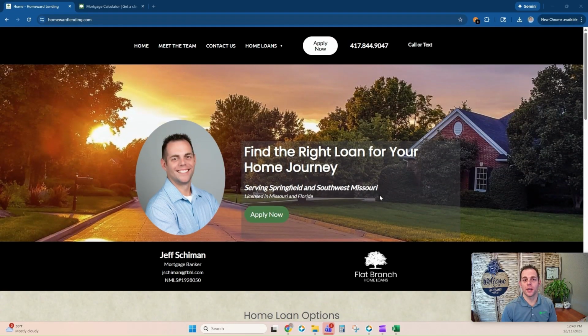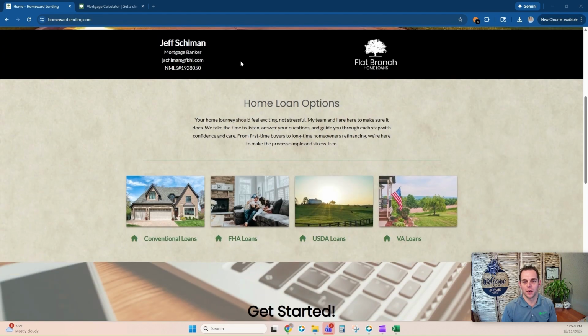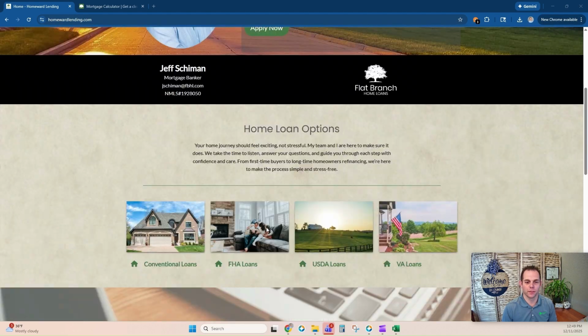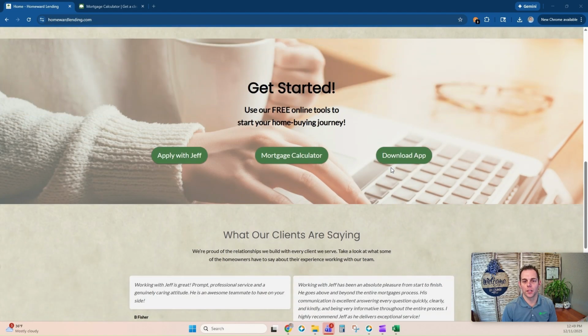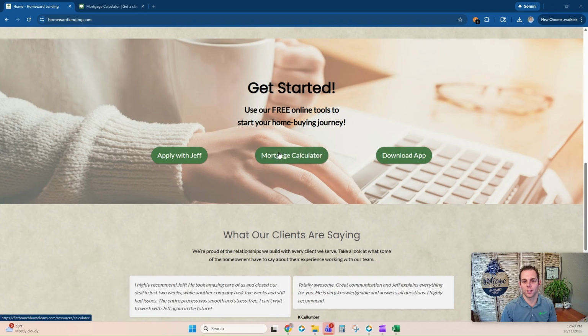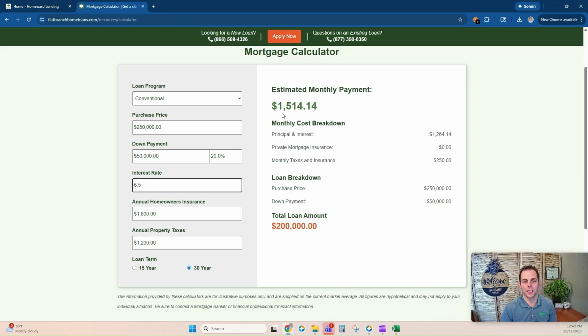All right, the first step is to go to homewardlending.com. That's my website, and there's a mortgage calculator on there. This is what it's going to look like. If you want some information about different types of loans, whether conventional, FHA, USDA, or VA, you can get it here. But really, scroll down to the mortgage calculator. When you click this button, it pops up my second website, which has the mortgage calculator embedded into it. This is where you can punch in some numbers and see what you think.